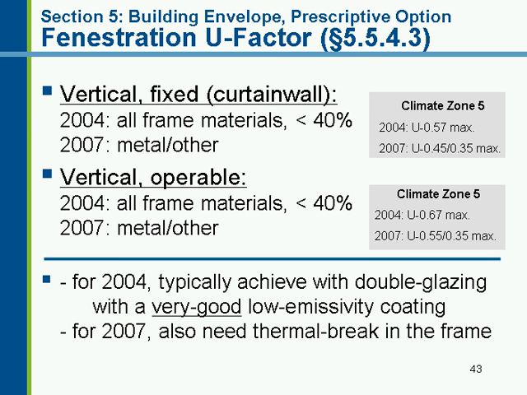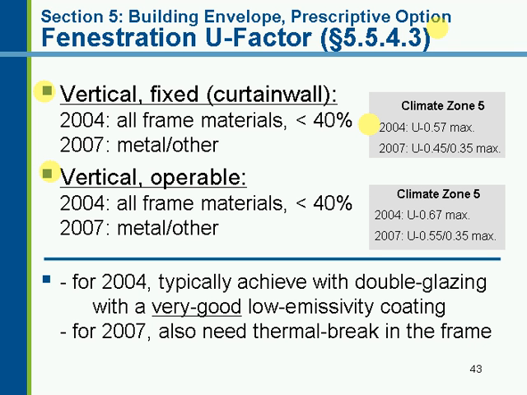Now the criteria for U-Factor is in section 5.5.4.3. Two categories for vertical glazing. There's a fixed category, which includes curtain wall, and an operable category. And I'm going to talk about the U-Factor requirements here. For 2004, there's one set of criteria regardless of frame material, and the value I'm going to cite is for the window area less than 40% of the wall. And here the U-Factor is 0.57.